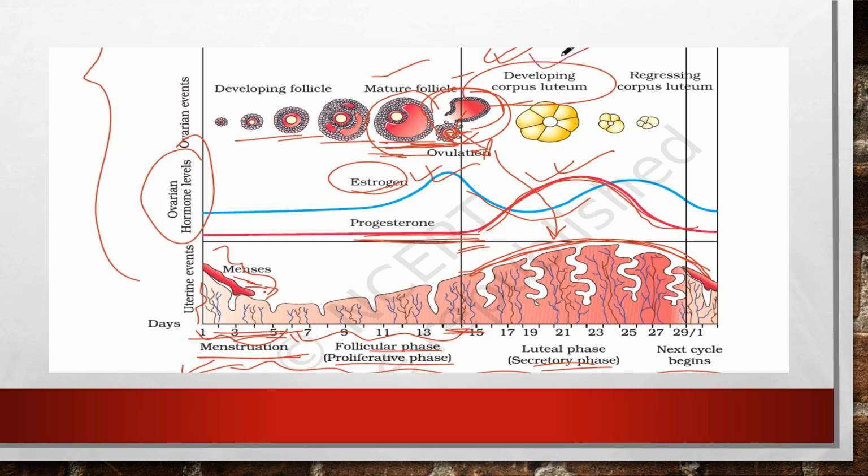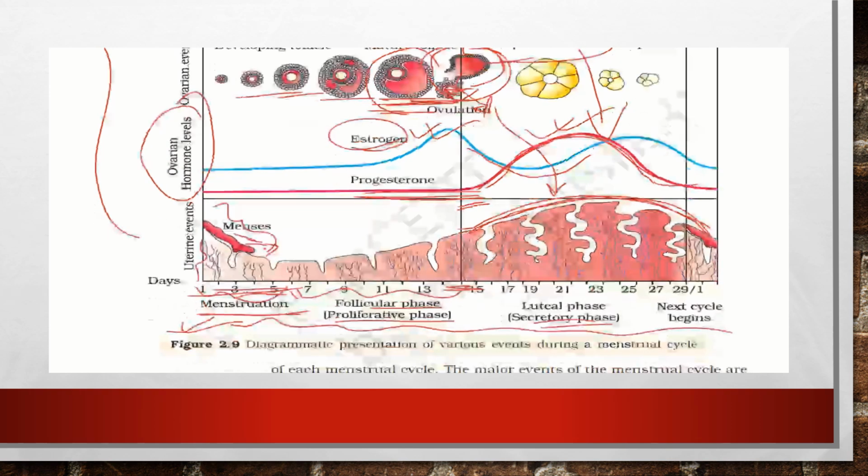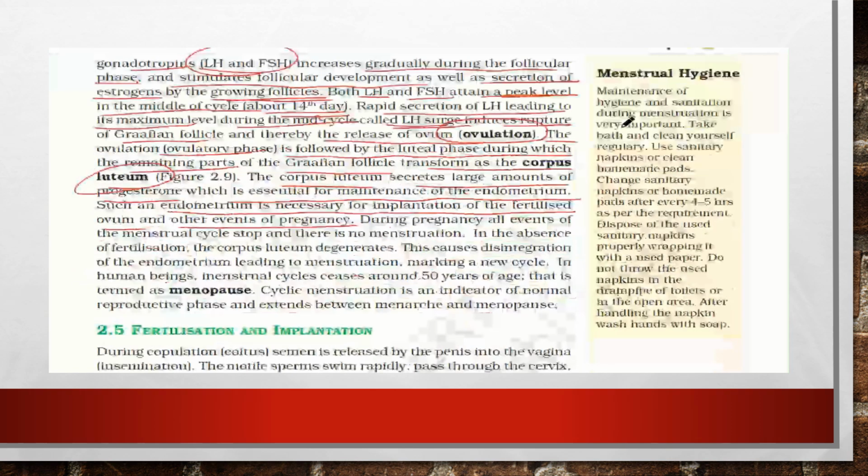So this is developing corpus luteum. This developing corpus luteum is helping the progesterone hormone to be secreted in large amount. And then what is happening? Then if a zygote is formed and it is getting implanted in this part, then implantation of the fertilized ovum, when it is happening during pregnancy, all events of menstrual cycle will stop and there is no menstruation.